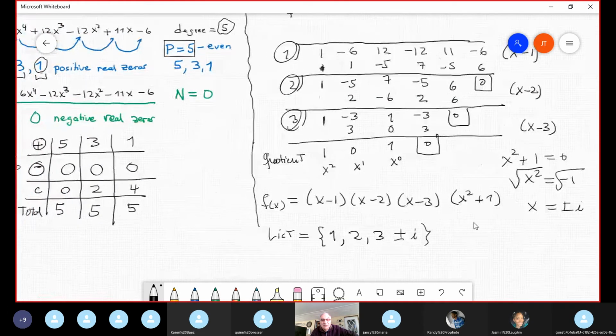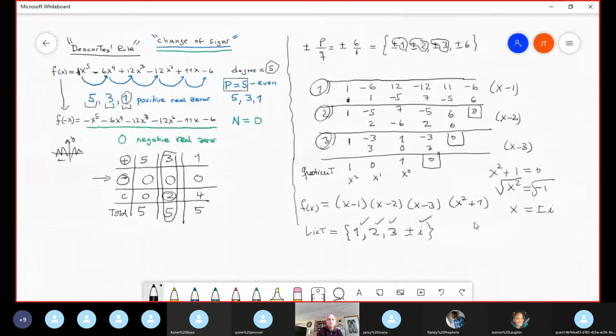Look at that. This column says Descartes' rule: 3 positive, 1, 2, 3, and 2 complex. Complex or imaginary, it's the same. Any question? Any question?